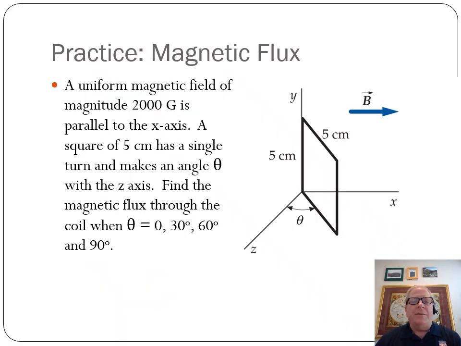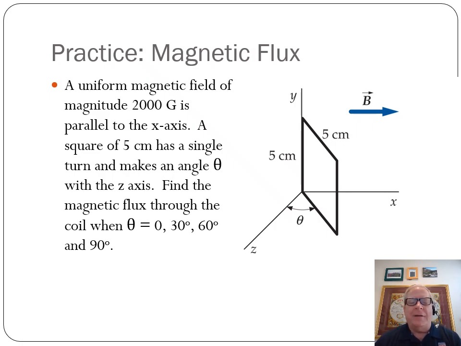Let's go ahead and do a practice here. Let us say that we have a uniform magnetic field of 2,000 Gauss. Remember, a Gauss is 1/10,000th of a Tesla. And that is parallel to the x-axis. And we have a square of 5 centimeters on a side, and it has just one turn, so we don't have to worry about multiple loops here. And it makes an angle of theta with the z-axis.